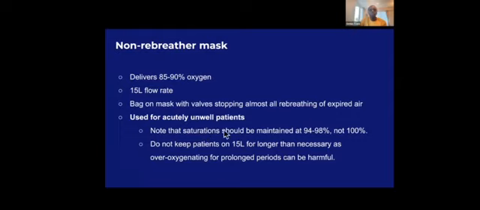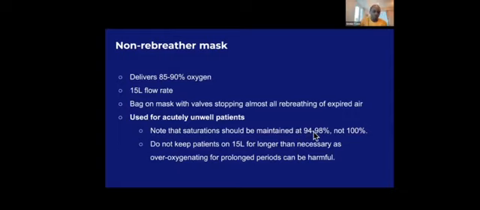Note that saturations should be maintained at 94 to 98%, not 100%. Do not keep a patient on 15 liters flow longer than necessary, as over-oxygenating for prolonged periods can also be harmful. So a non-rebreathing bag offers 85 to 90%. You have to put 15 liters per minute flow. It's used in acutely unwell patients, maintaining saturations at 94 to 98%.